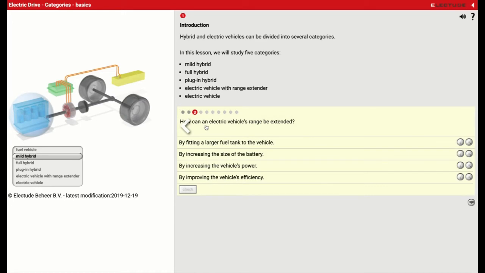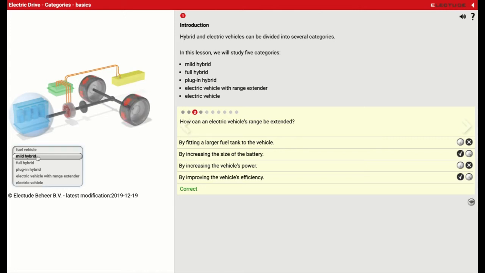Number three, how can an electric vehicle's range be extended? So if we want to make our electric vehicle go further, we're going to have to provide it with more power. Now, if it's an electric vehicle, we can't give it a bigger fuel tank because it's not using a fuel. We could increase the size of the battery. Once again, vehicle power is going to hurt us, but we can increase the vehicle efficiency. It gets a little bit complicated, but if you make the tires stiffer so they roll better, that's one of the things Prius and Tesla do. Make the battery pack bigger, that also helps out.